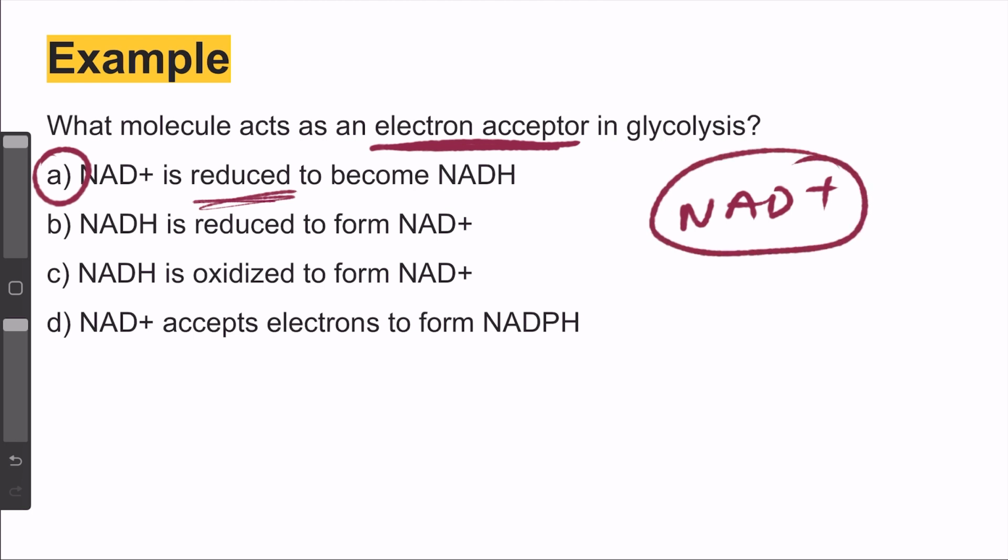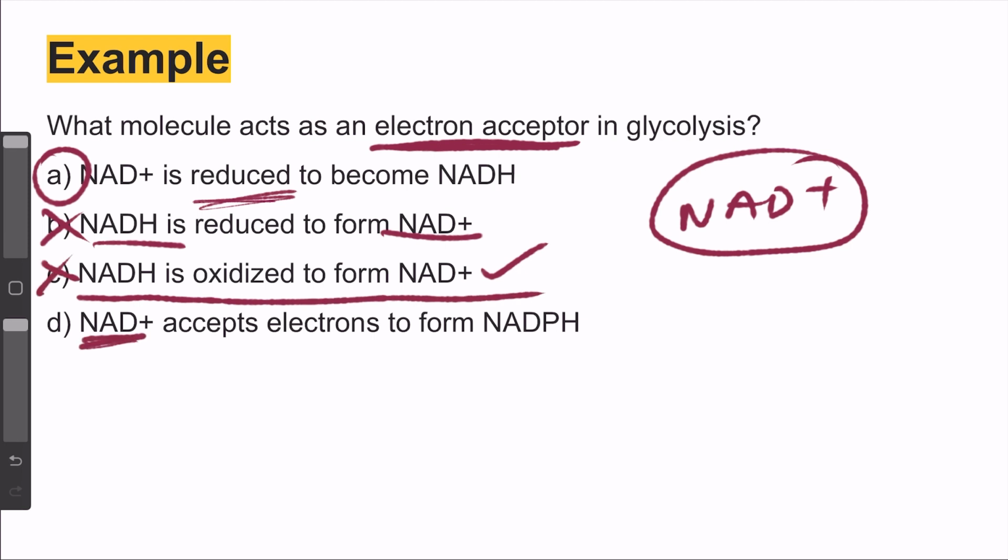Now we know that NAD+ is reduced to become NADH. So when B says NADH is reduced to become NAD+, the opposite, that is incorrect. And C says NADH is oxidized to form NAD+. And while this is a process that can actually happen, this does not take place in glycolysis, so this is incorrect. Now for D, it says NAD+ accepts electrons to form NADPH. Now NAD+ does accept electrons, but it forms NADH and not NADPH.